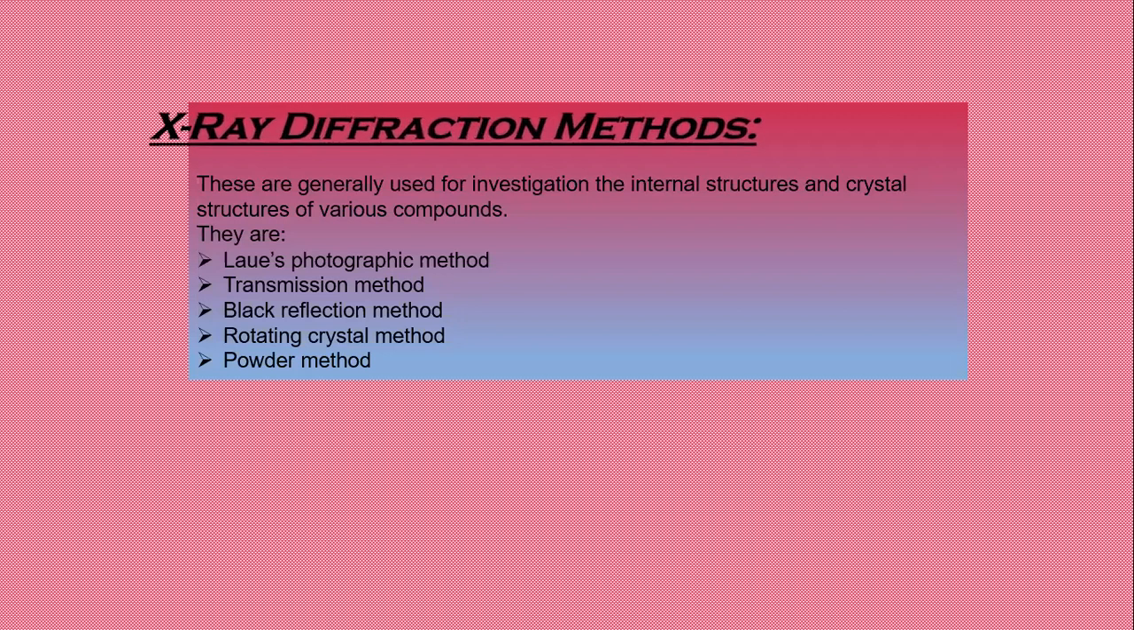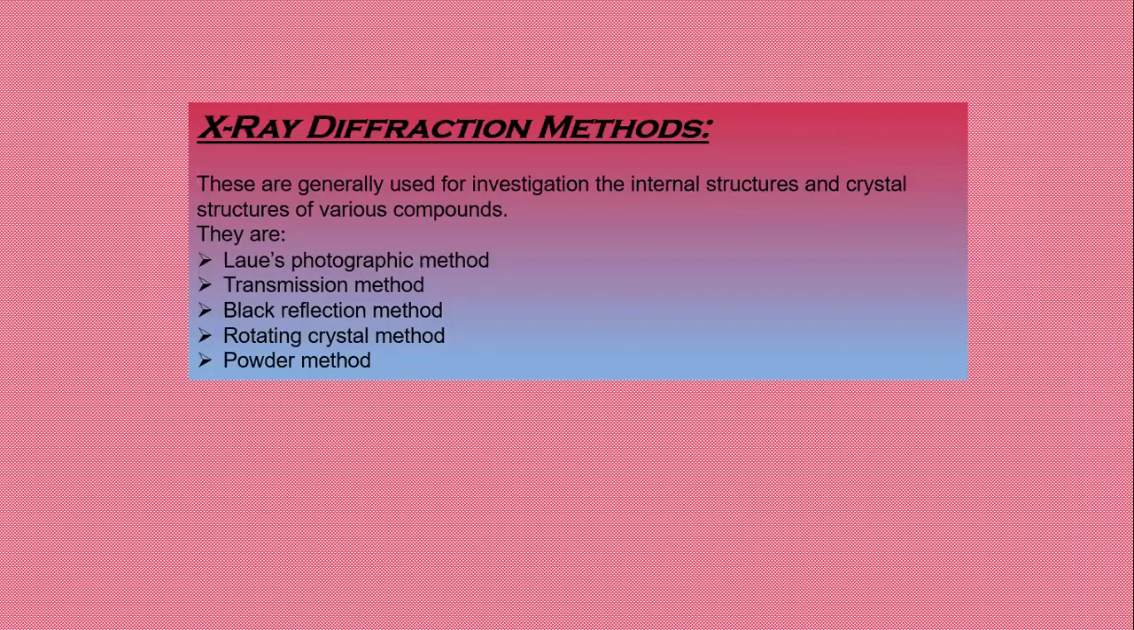Next one is X-ray diffraction methods. These are generally used for investigation of the internal structures and crystal structures of various compounds. They are Laue's photographic method, transmission method, Bragg reflection method, rotating crystal method, and powder method. These are the diffraction methods.